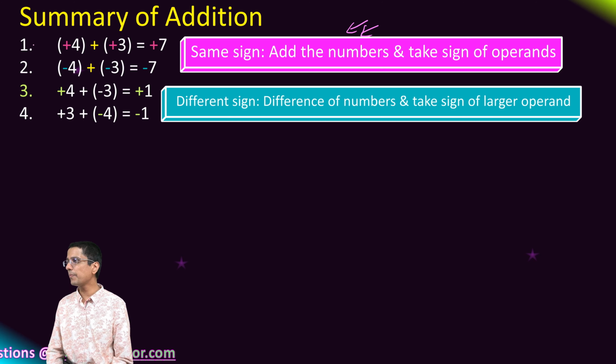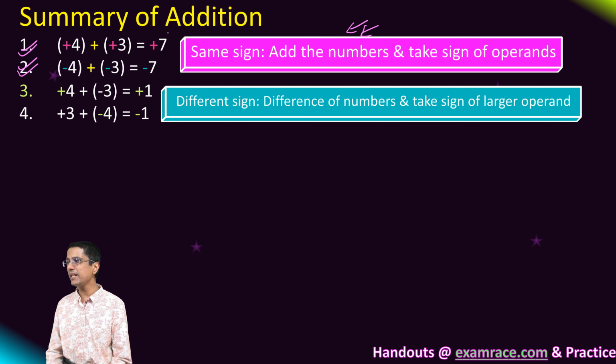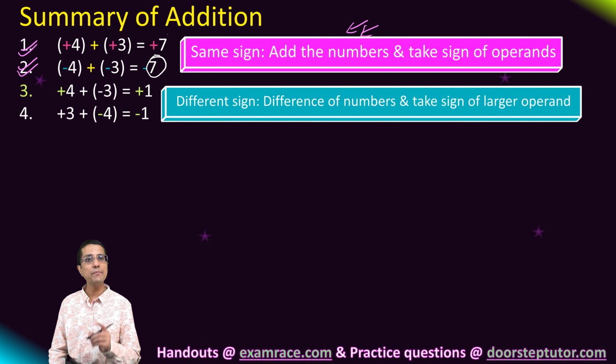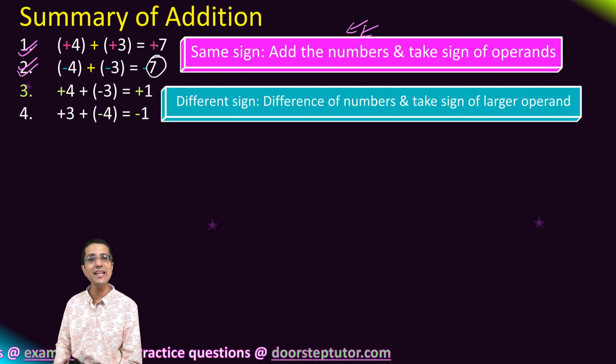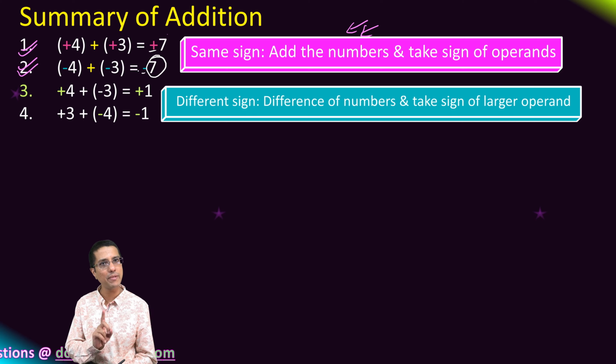If the two operands that we are adding together have the same sign, so on the top we have plus sign, at the bottom we have minus sign for both the operands, simply add the operands together. So we will get 7 in both the cases, and pick the sign of the operands and attach it to your answer. So in the first case it would be plus 7, in the second case it would be minus 7.